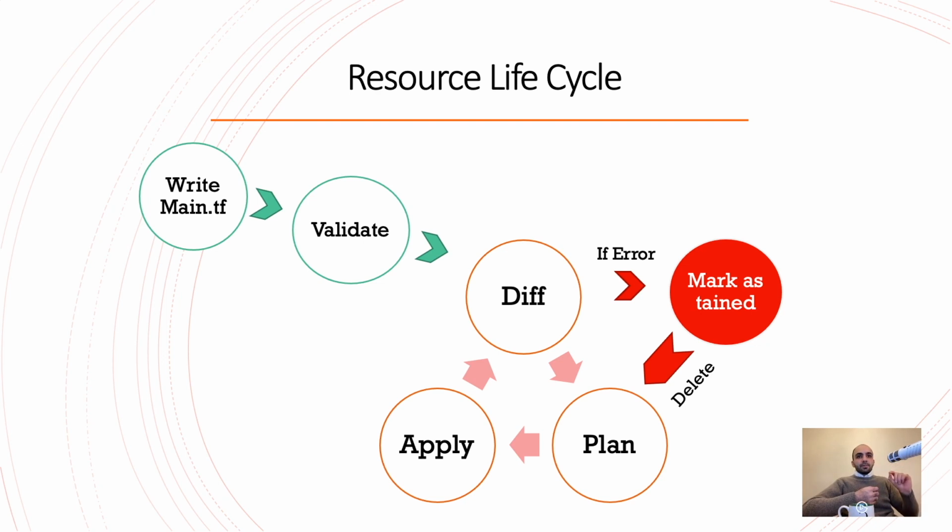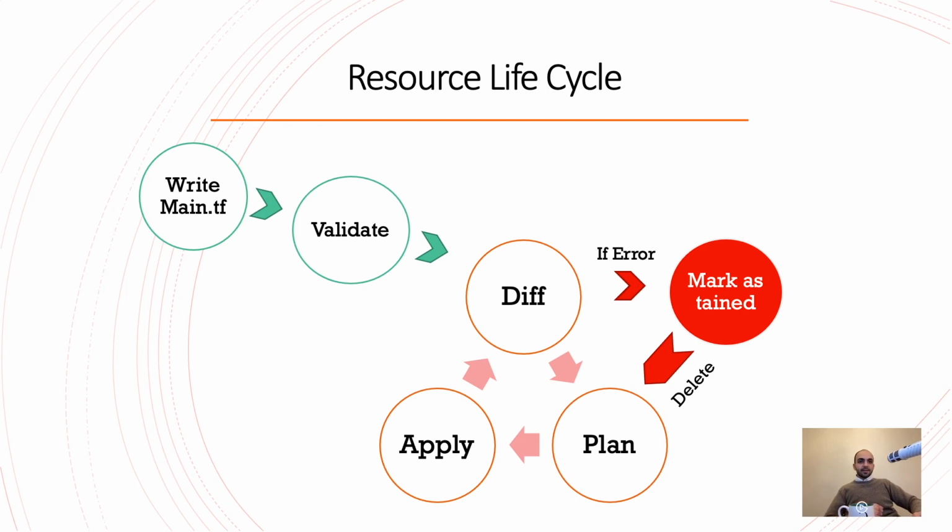It's going to apply the plan step by step and then do a diff. So what happens here is that if we face an error inside the diff stage, that resource is going to be marked as tainted. In the next step of the plan that's going to run, it's marked as tainted and planned to delete. And again, this cycle happens again.